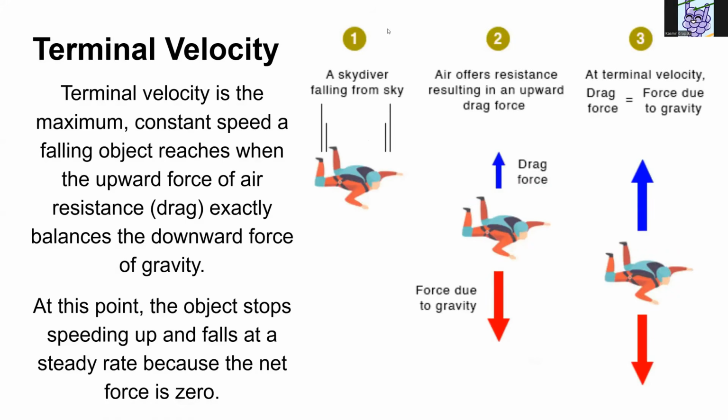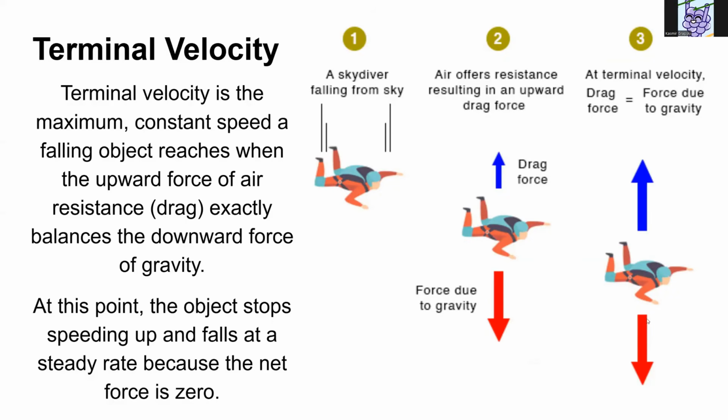Terminal velocity. Terminal velocity is the maximum constant speed a falling object reaches when the upward force of air resistance, drag, exactly balances the downward force of gravity. In picture one, you have the skydiver falling from the sky. In picture two, air offers resistance, resulting in an upward drag force. And in picture three, at terminal velocity, you'll see these two arrows, the drag force and the force due to gravity, equal out.